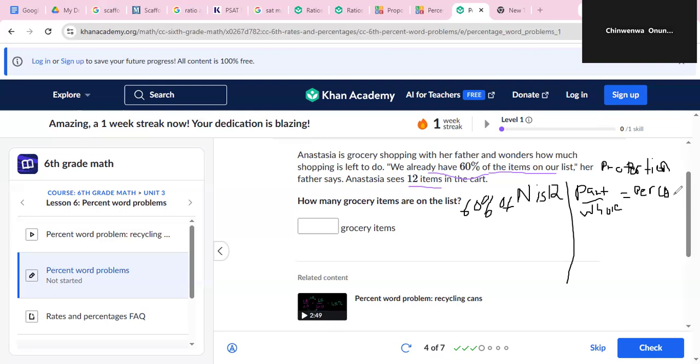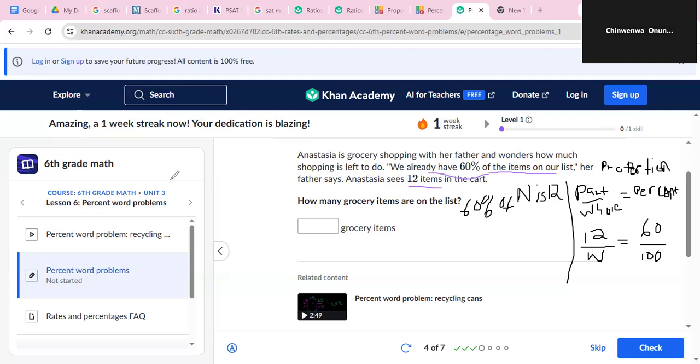So we have that. The part, so we have 12 items, is 60% of our list. We don't have the whole list. We do have 12 items out of the whole. So we're going to write 12 out of whole as 12 over our whole number. It's equal to our percent, and our percent here is 60%. So it's equal to 60 out of 100. So 12 over the whole thing equals 60 out of 100.